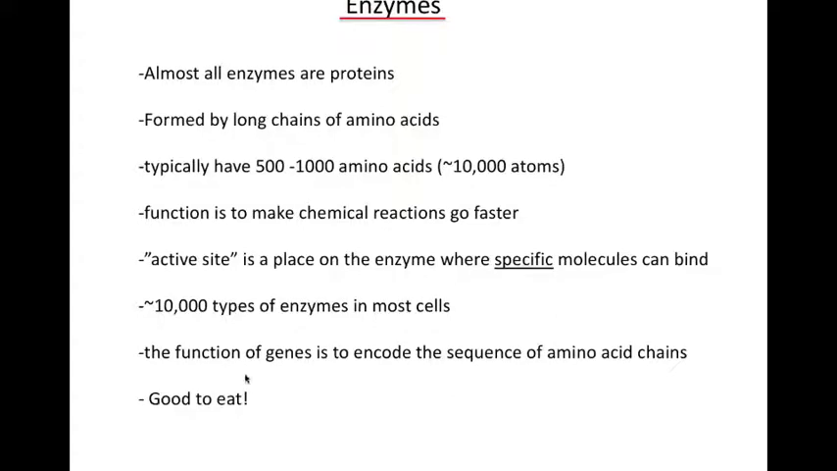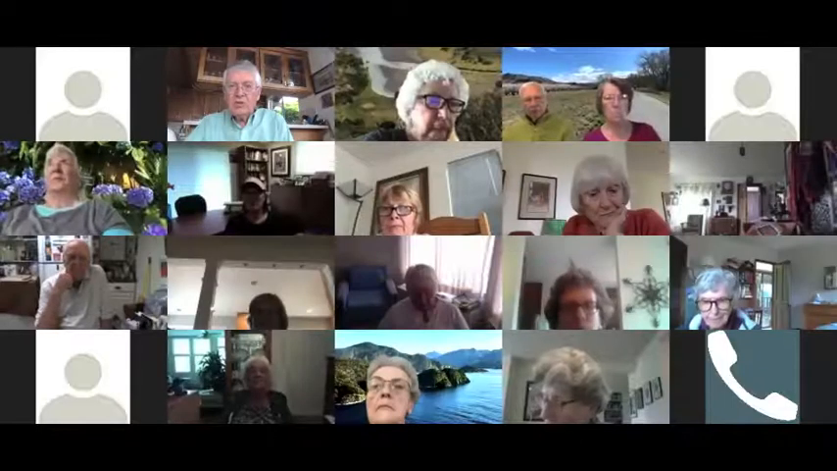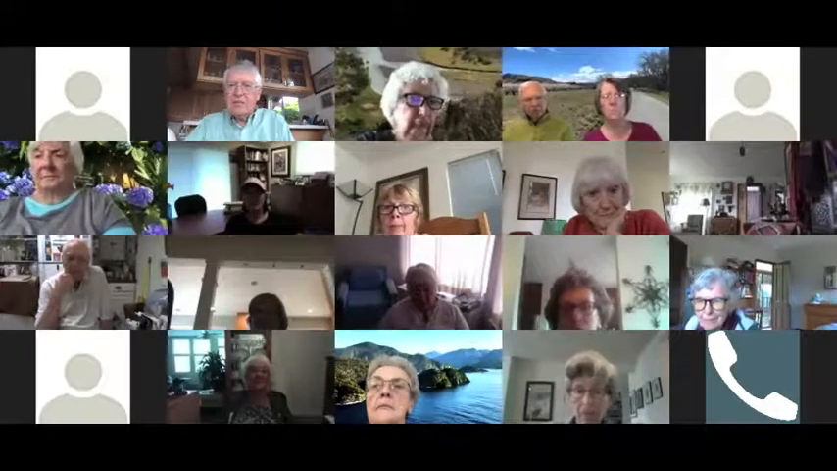And lastly, they're good to eat because if you're eating plants or you're eating animal cells, what you're eating is the 10,000 different kinds of enzymes. That's the protein, a lot of the protein that is in the food that we eat. So what happens, we eat them, we take them all apart to get the individual amino acids, and then we can use those to make our own new enzymes and proteins.